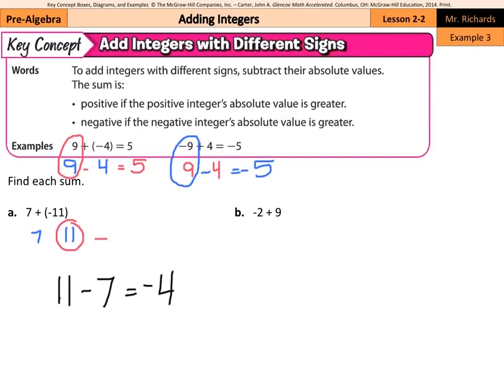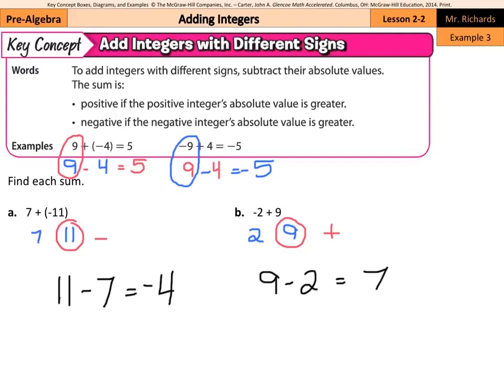What about minus 2 plus 9? Well, our absolute values are 2 and 9, and this time our 9 is larger and that represents a positive number. So our answer is going to be positive. We can do 9 minus 2 to get 7, and it's going to remain a positive 7.